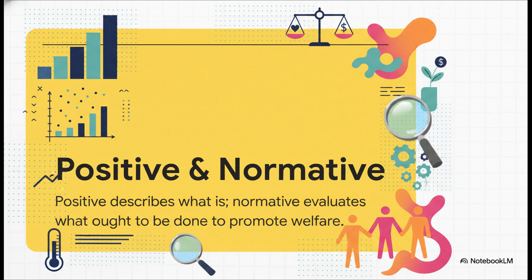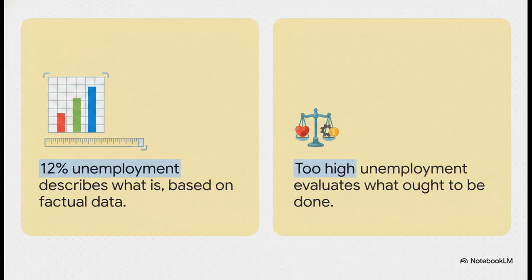It's deeply concerned with promoting human welfare, bringing ethical values into the mix, and actually judging outcomes as good or bad. Let's put that into perspective. Saying 12% of the labor force was unemployed last year is a positive, factual baseline. It just is. But claiming 12% unemployment is way too high and we absolutely must rectify it takes that raw data and injects a normative value judgment. The crucial point here is that a robust economic framework requires both the anchor of facts and the engine of ethical action to actually guide us forward.